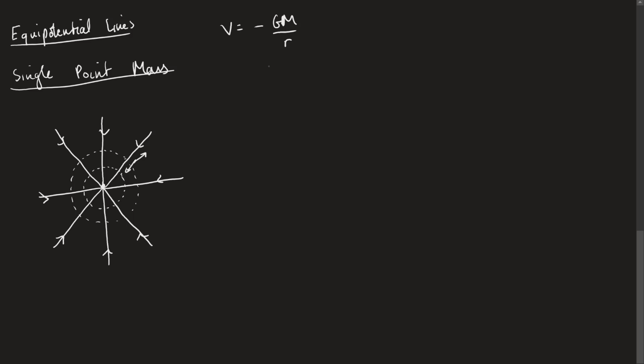Now, what happens if we have multiple bodies? So let's have 2 point masses, and we'll first have to look at the field lines between them. So if these are the 2 point masses, we have one field line that's just going to relate them.